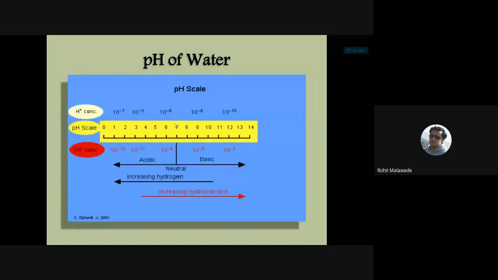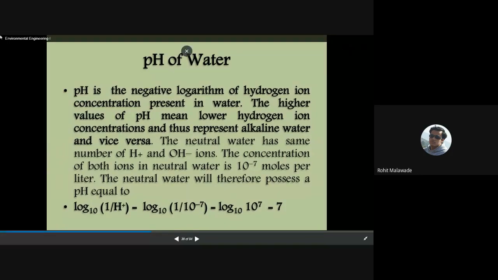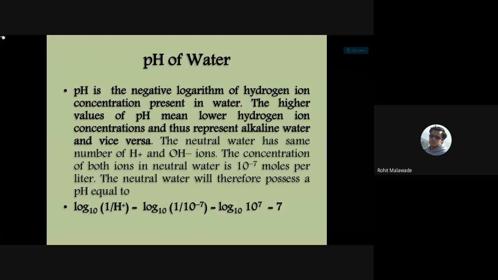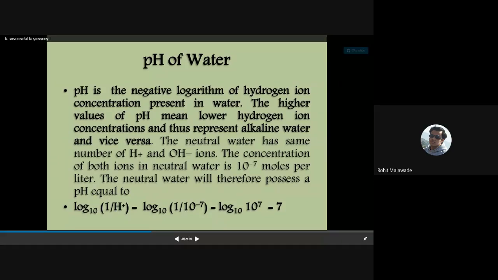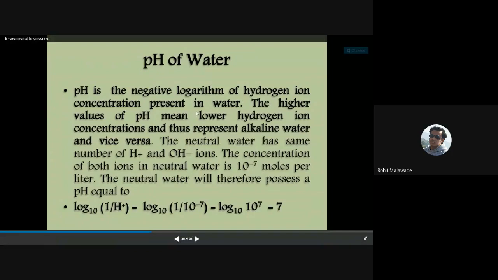Now, in today's class, we will be discussing a very important aspect of water, that is pH. The pH decides how your water quality is, whether it is acidic in nature or basic in nature. So, what is pH? pH is the negative logarithm of hydrogen ion concentration present in water.